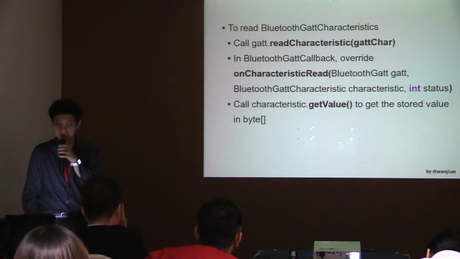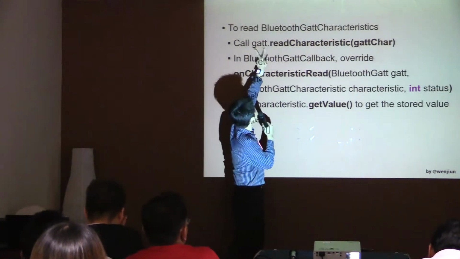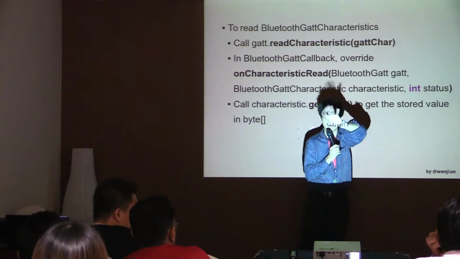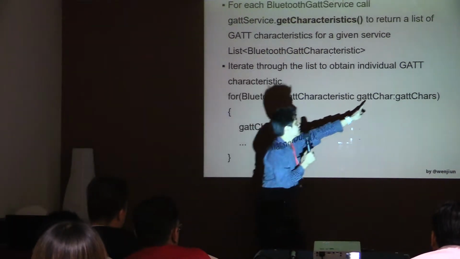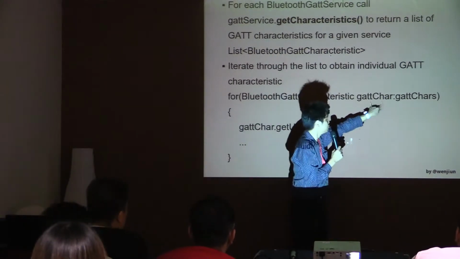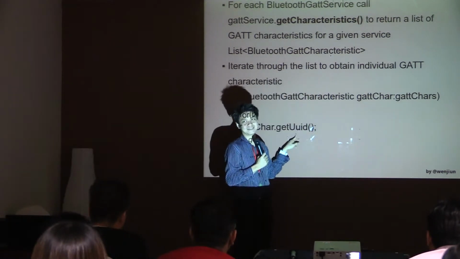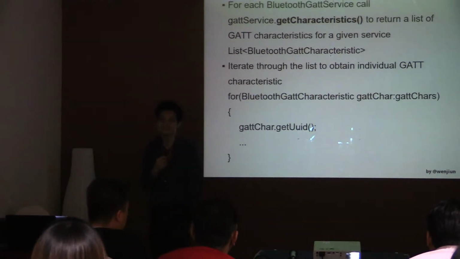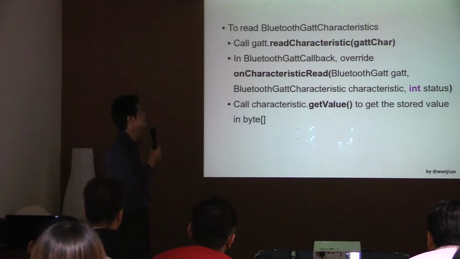So let's say I want to read. What do you do if you want to read? You actually just call the gatt server, read the characteristic and put the characteristic here. Not the UUID, the characteristic itself. Because you have a list of characteristics, you read this directly. But of course then you say, how do I know which one to read? Get the UUID and check. You check whether it is the UUID you want, then you read. Okay? How to read? Just call read characteristic, put the characteristic inside.